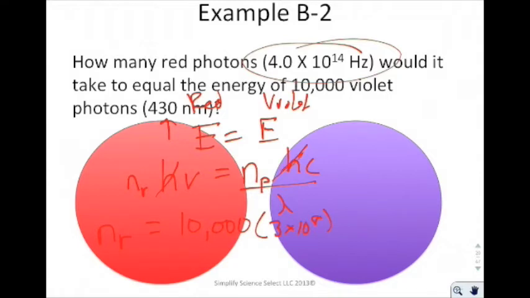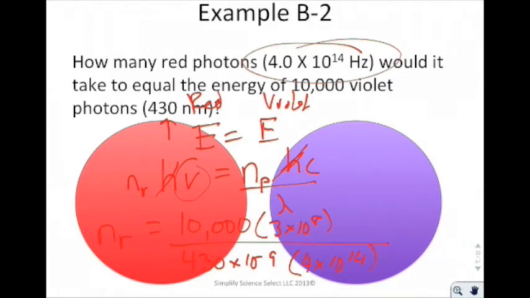Notice how I didn't put the H value in there. And then you would have to divide that by the lambda, which is going to be 430 times 10 to the minus ninth. And then you would also have to include the frequency of the red photons, which is 4 times 10 to the 14th.